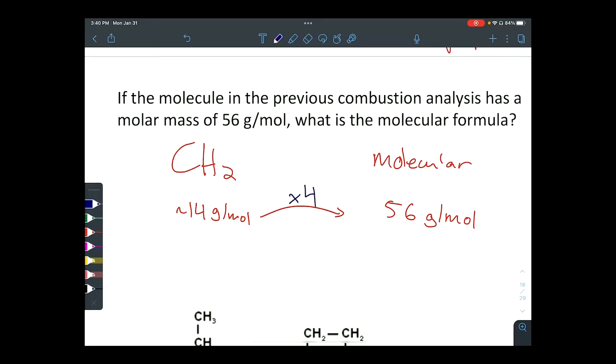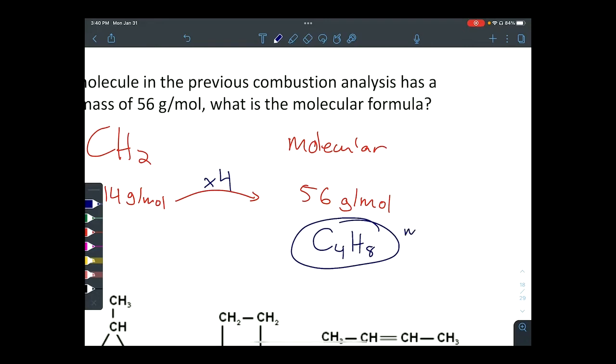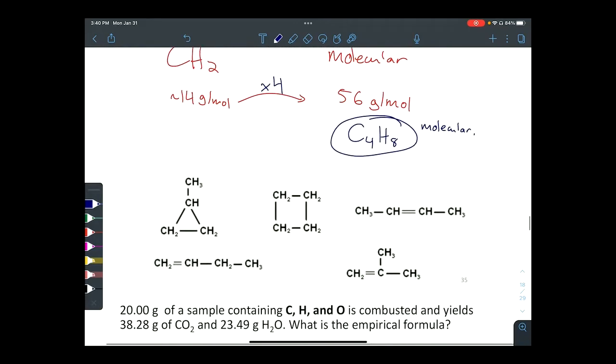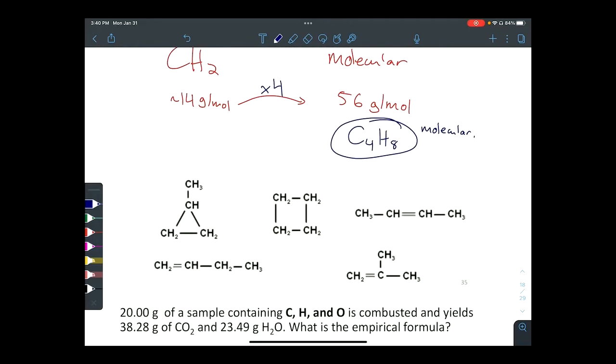So it's times 4. That means the molecular formula is C4H8. This is our molecular formula. It tells us the composition of the substance, right? It just tells us the number of carbon atoms and hydrogen atoms in the substance. So what we just did was combustion analysis together with the molar mass to get the molecular formula.